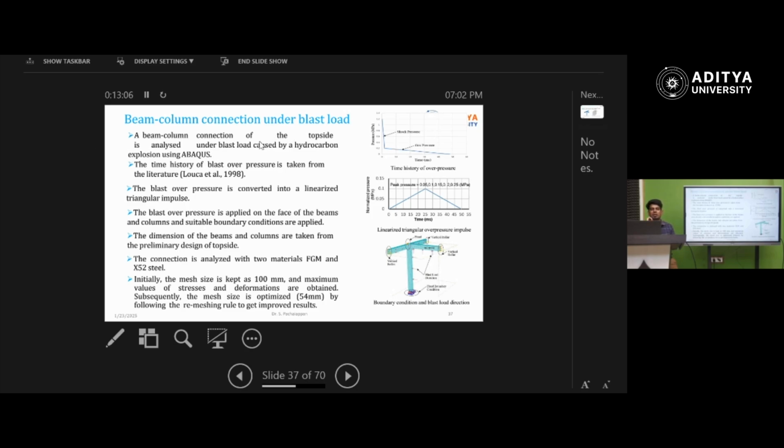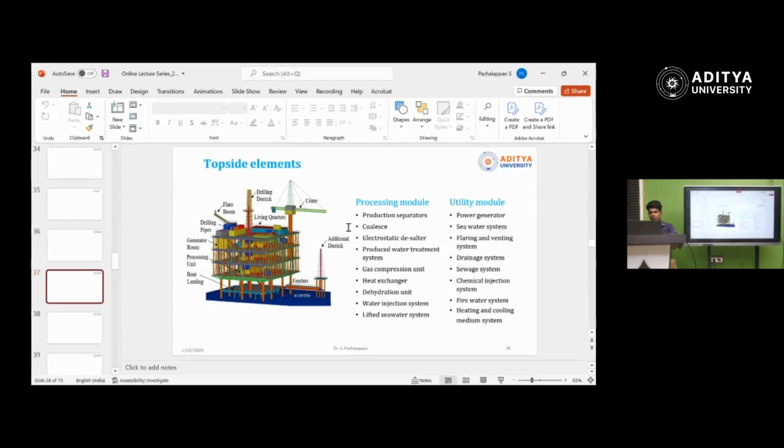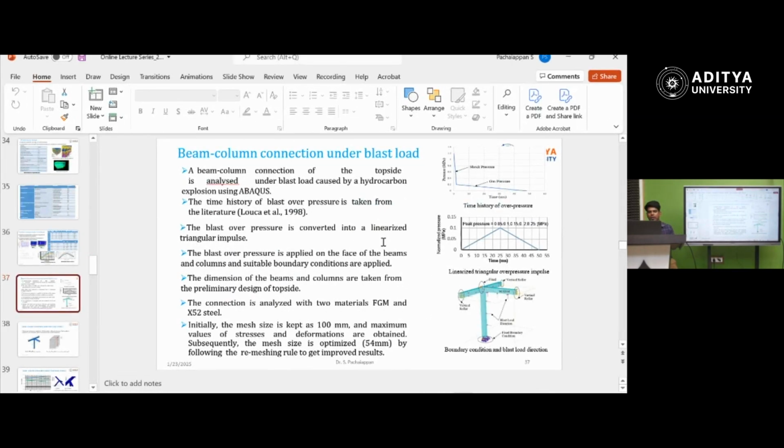So the beam column connection of the topside is analyzed under the blast load caused by the hydrocarbon explosion by using Abaqus. We know Abaqus is one of the finite element packages with which we can do the simulation of any steel structures, concrete structures, etc. It is one of the finite element tools.